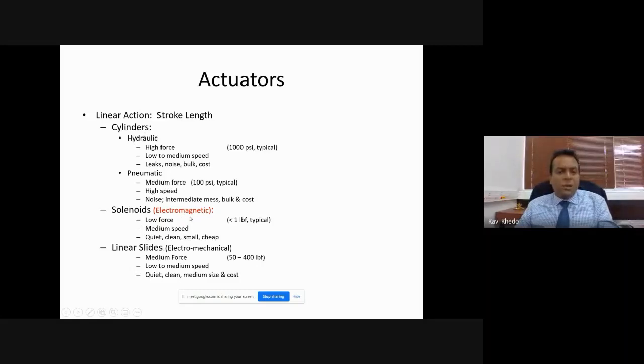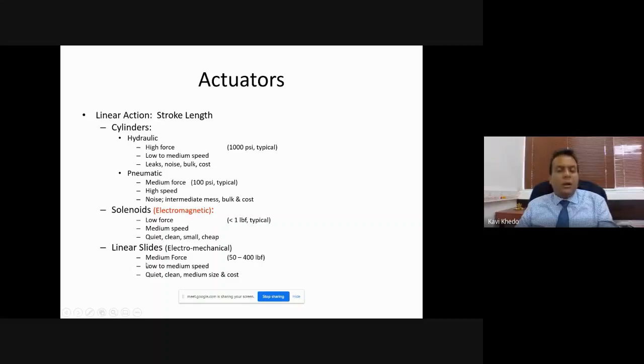Solenoid is electromagnetic, so it uses the force of magnets. Normally this tends to be low force because magnets do not generate that high force. Medium speed, and it is quiet. This is a good thing about it: it doesn't make a lot of noise, and it is clean. It can be very small and cheap. This is why many of our actuators are electromagnetic.